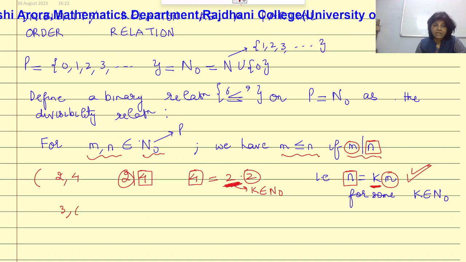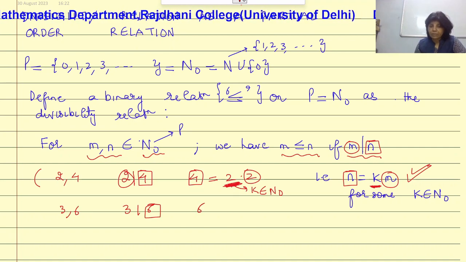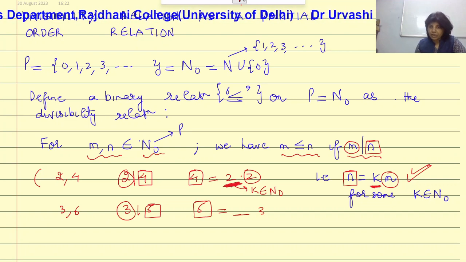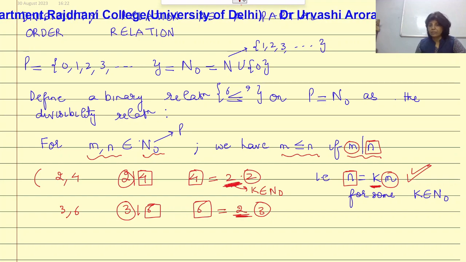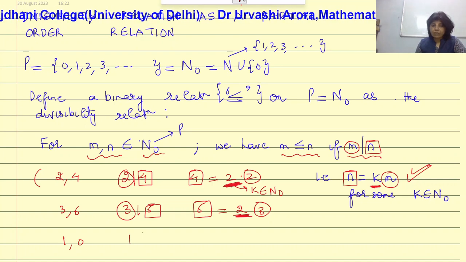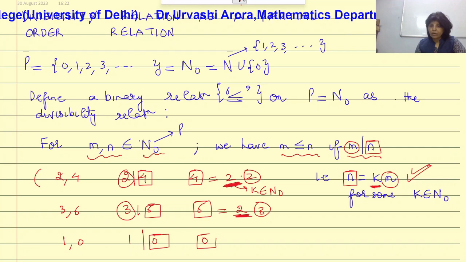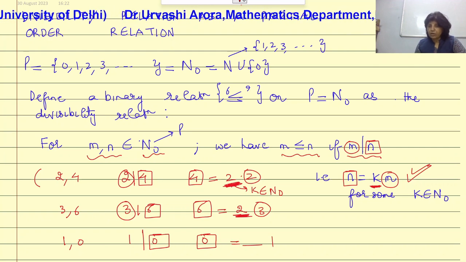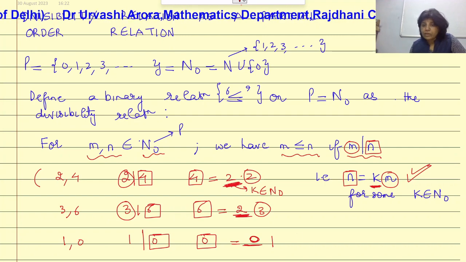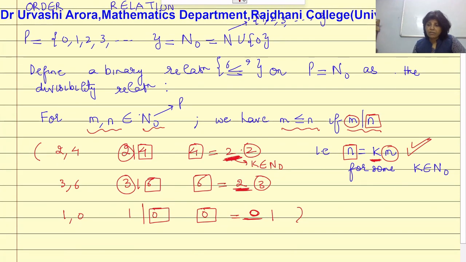Again, if I compare 3 and 6, I have that 3 divides 6. Why? Because this 6, which I am enclosing in a box, can be written as something into 3, and that something is obviously 2, which comes from the set of whole numbers. Then again, if I compare 1 and 0, I can see that 1 divides 0. Why? Because I can write this 0 as something into 1, and that something should come from the set of whole numbers, and this is obviously 0. So likewise, given any two whole numbers, we can find out whether one divides the other or not.